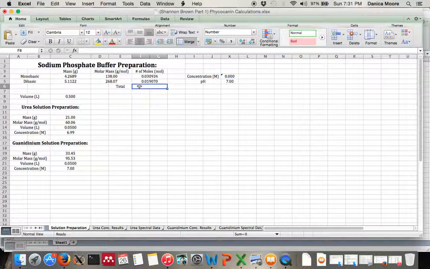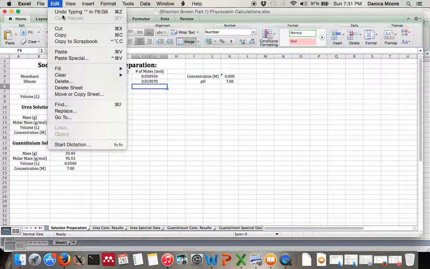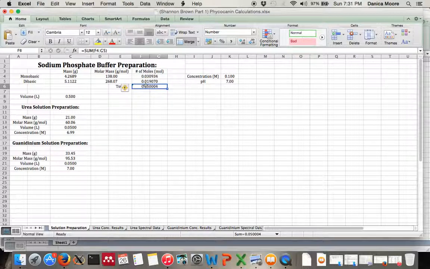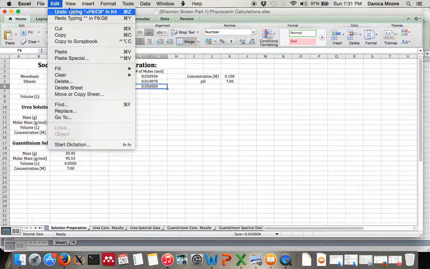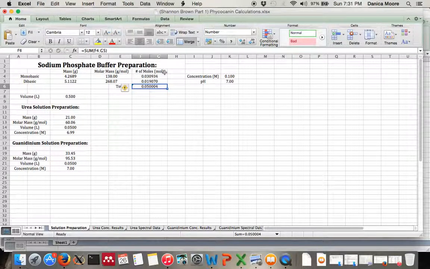So we'll go up to Edit, Undo Typing, and now we have our formula back, so that's always a handy one. Don't ever forget, undo typing will save your life if you accidentally mess up your spreadsheet. And so she's able to do all of her calculations in here and set the correct significant figures.